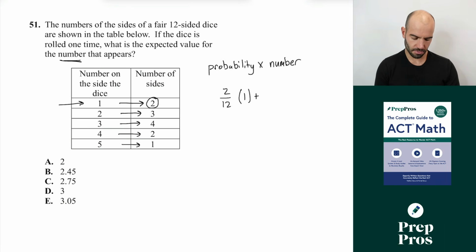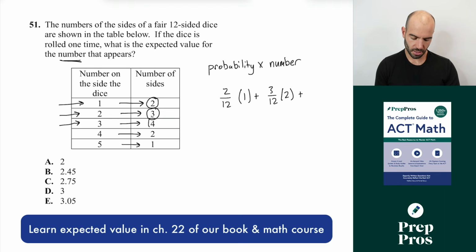Now, the next time, we could also get a 2 on the dice. And there are 3 sides of the dice that have a 2. So 3 of the 12 sides, or 3 out of every 12 times you roll the dice, you're expected to get a 2 on there. Now, if we keep repeating this process, the number 3 is on 4 sides of the dice. So there's a 4 out of 12 chance that when you roll the dice, we're going to get a 3.